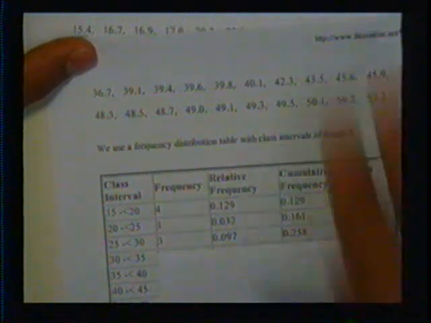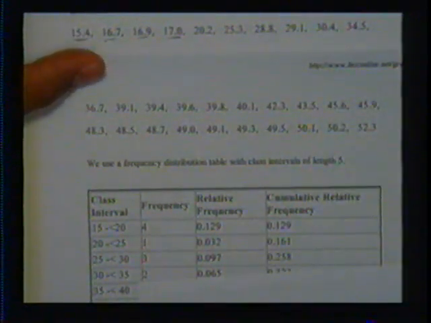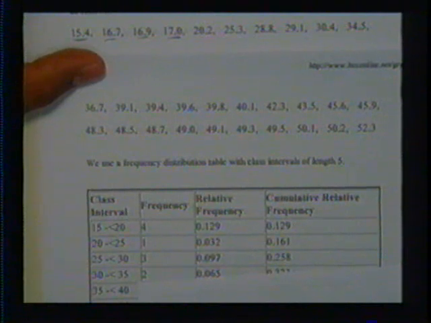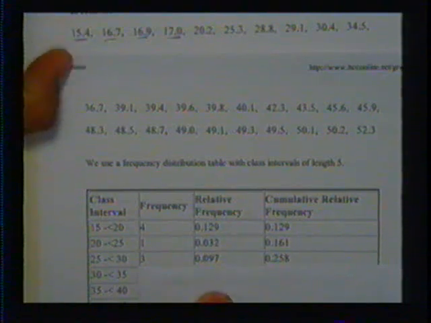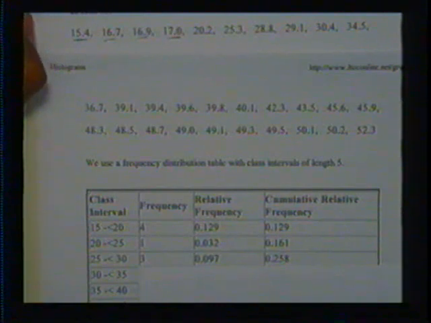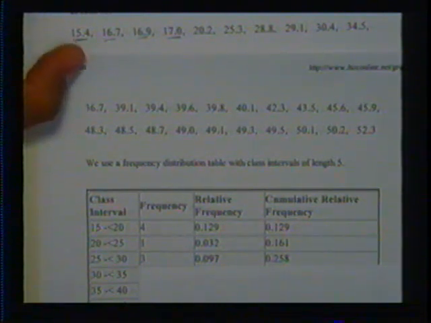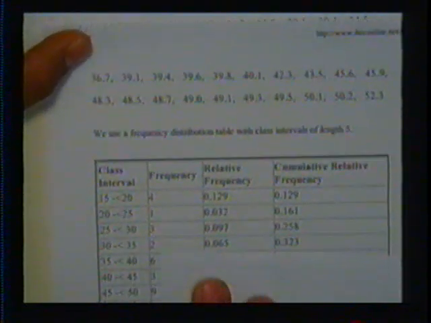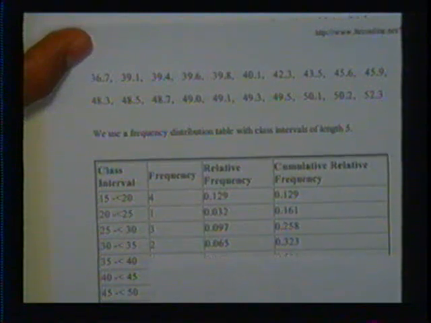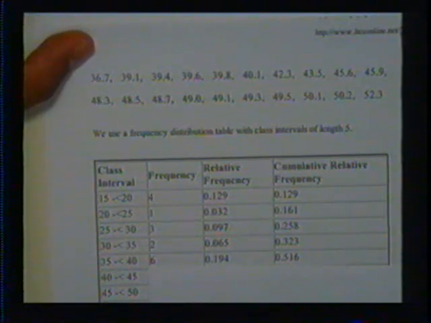Between 30 and 35, yes, it's 1, 2, 3, 4, 5, 6, 7. You have 7 values which are greater than 30 and less than 35. Exactly. Now between 35 and 40, 6. It's because you have to get numbers that are between these two, and you count them: 1, 2, 3, 4. Then 40 to 45.